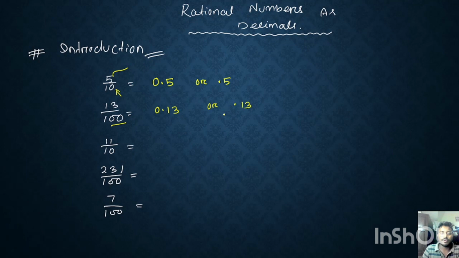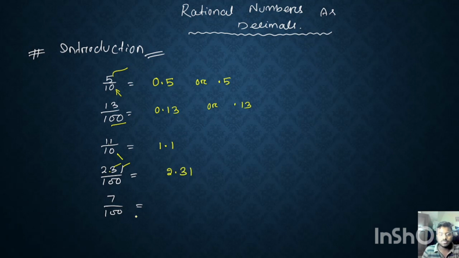Now the next question, 11 divided by 10. We can write 1.1, because the denominator is 10, so we put the decimal after 1 digit. So 1 digit, then decimal. Now the next question, 231 divided by 100. So we put the decimal after 2 digits, that is 1, 2, then decimal. So the answer is 2.31. Okay, all of you clear?